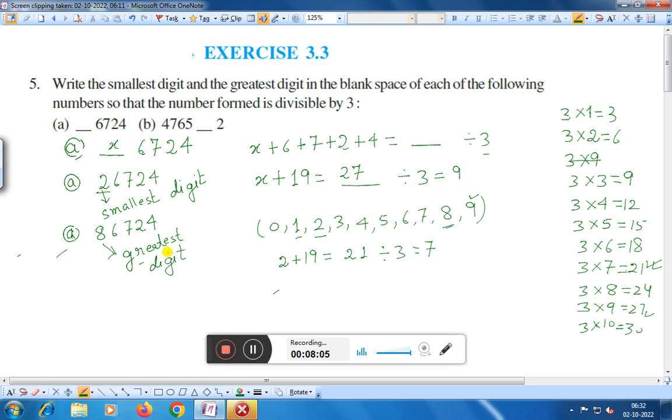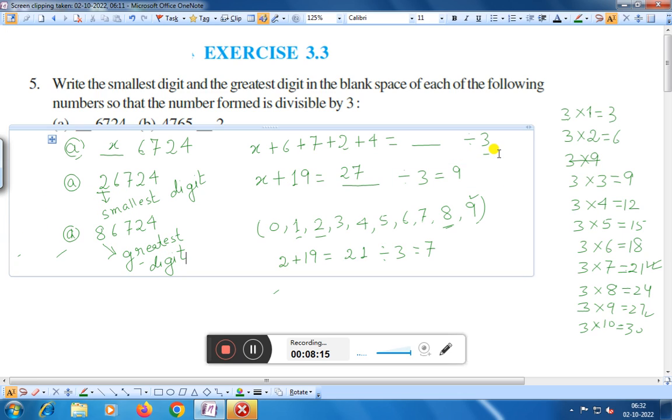Therefore, we have taken the blank as x. The value is x plus 6 plus 7 plus 2 plus 4, which should be divisible by 3, right? So x plus 19 should be divisible by 3. Now the digits are 0, 1, 2, 3, 4, 5, 6, 7, 8, 9. If we put the smallest value, that is 0, 19 plus 0 is 19, but 19 is not divisible by 3.